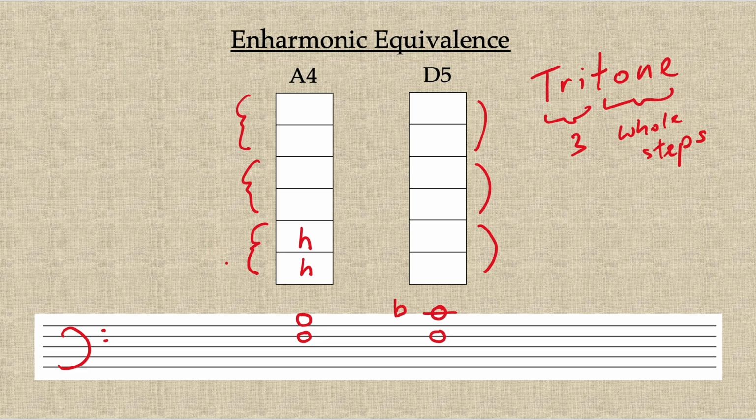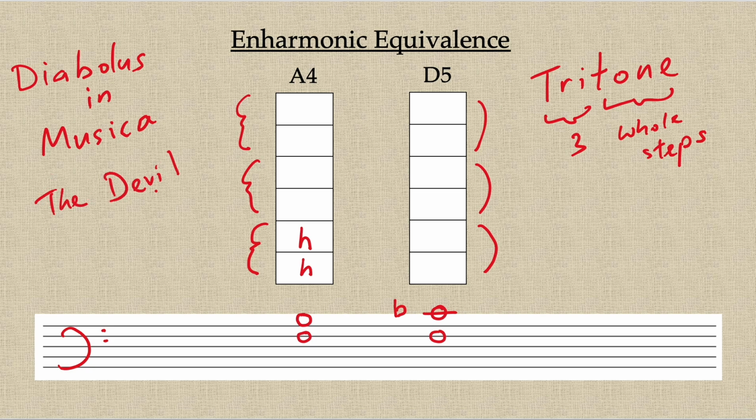Tritone is also known as the diabolus in musica, which translates to the devil in music. Why? Because it gives us a foreboding quality, a quality that is not welcoming to us, and it sounds ominous.